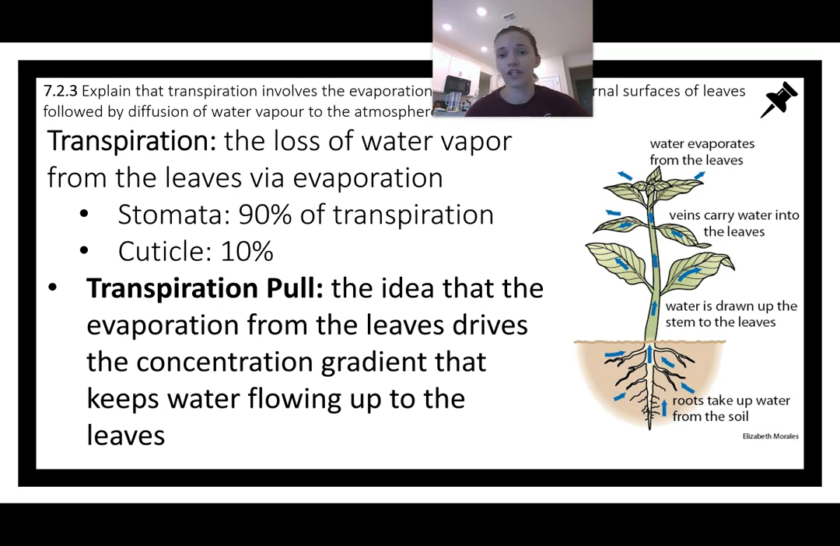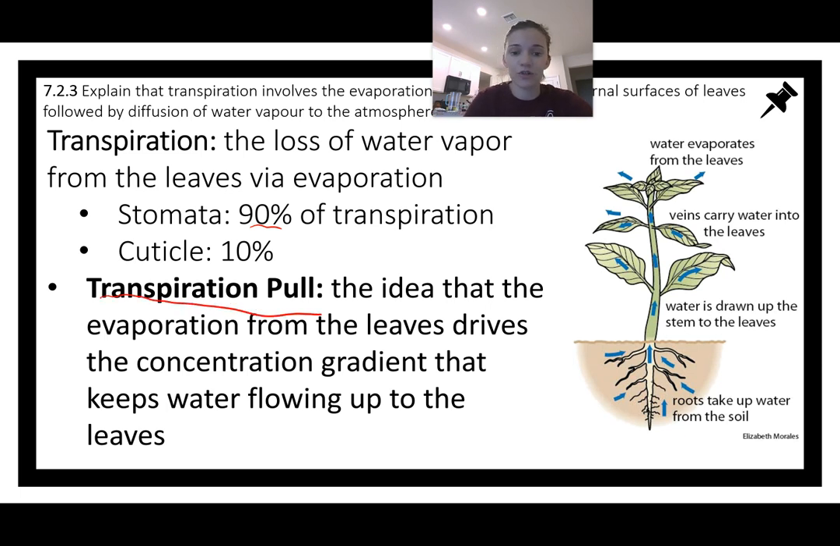Transpiration is just evaporation through the leaves. 90% of transpiration occurs through the stomata. So by a plant being able to open and close its stomata, it can control a good portion of the transpiration that's happening. There is that trade-off of gas exchange, but the control is there.